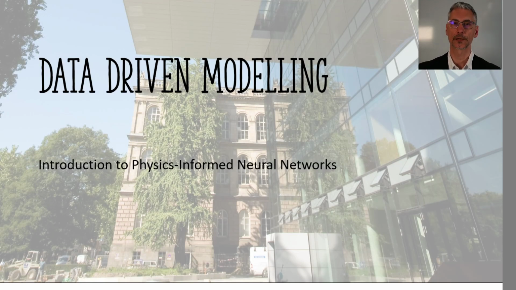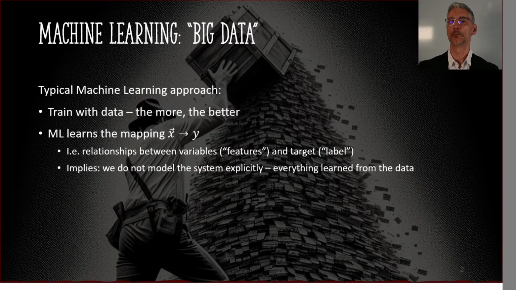Hello and welcome back. Today we want to talk about data-driven modeling and in particular how to use physics-informed neural networks. So machine learning is generally about big data. That means the typical machine learning approaches that we train with lots and lots of data. The more data we have, the better. And what we typically do in machine learning is that the machine learning learns essentially the mapping of the data, like the feature variables x, towards the target y or our label y. So this implies that we don't model the system explicitly, we learn everything from the data. This is, in general, the core idea of machine learning.